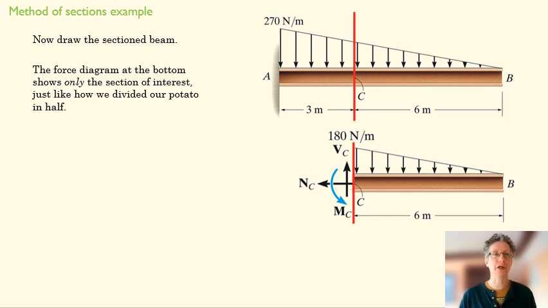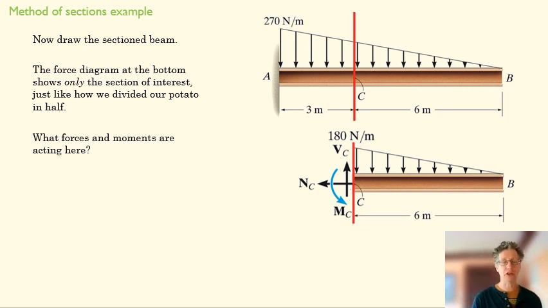Okay, so the first thing we're going to do is draw our sectioned beam. You can see we take this right section over here and draw a free body diagram of it. It only shows the section of interest, just like we divided our potato in half. The plane that we divided this potato in half is this red line right here.